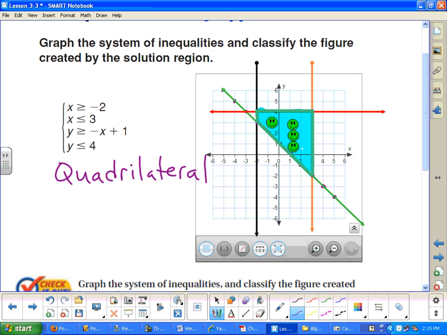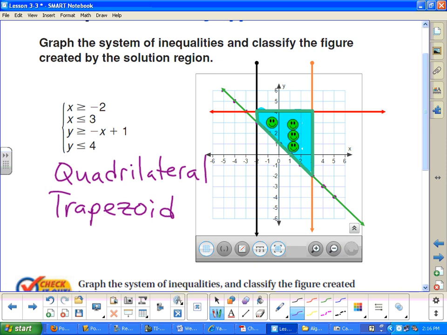If 2 sides are parallel, it's a... Oh, wait a minute. Do we have 2 sides that are parallel here? So this is a specific type of quadrilateral, which is a trapezoid. And why is it a trapezoid? Because the 2 sides are parallel. If all 4 sides are parallel, it's what? Okay, parallelogram. I mean, if the opposite sides are. All right. So any 4-sided figure is a quadrilateral. If 2 sides are parallel, it's a trapezoid. Okay, so you got that?